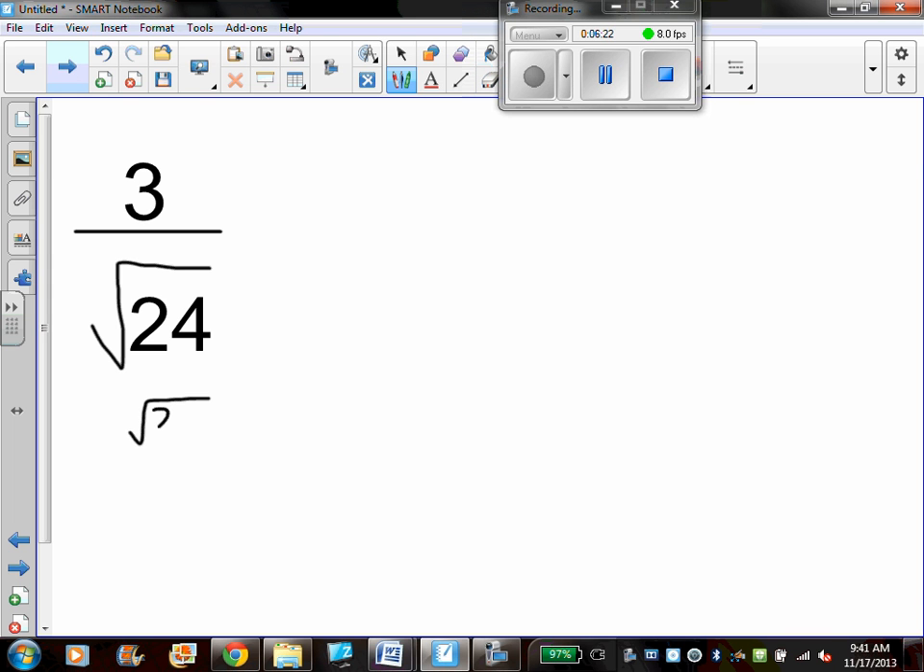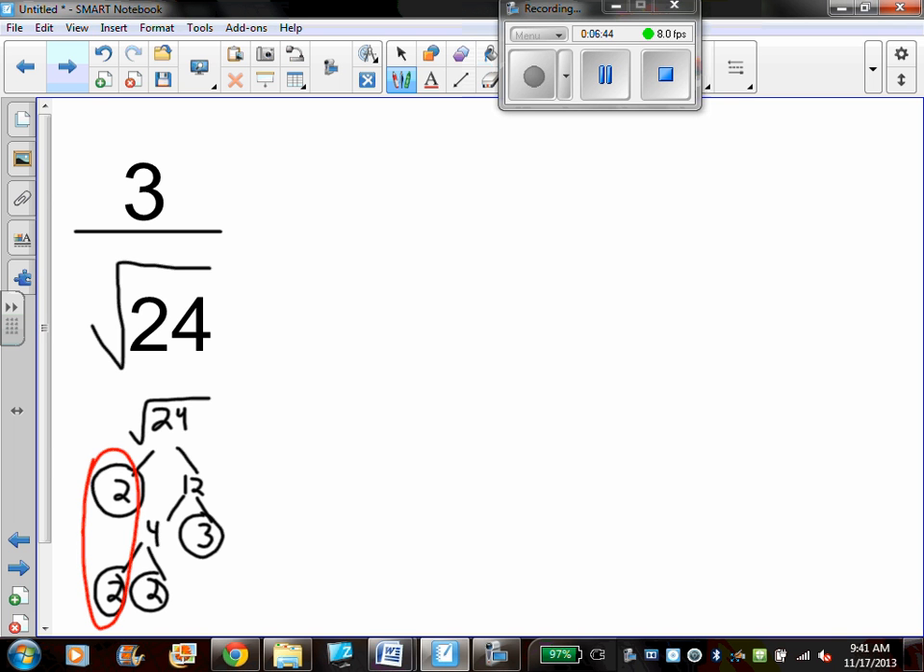We're going to have root 24, split it up into, let's say, 2 and 12. 2 is prime. 12 will split into 4 and 3. 3 is prime. And this 4 will split into 2 and 2. All right, here we have a pair of 2's. So we're going to have a 2 on the outside. And here left over, we have a 2 and a 3. 2 times 3 is 6. So we're going to have root 6 left over underneath.